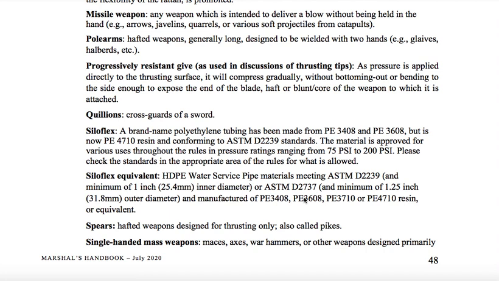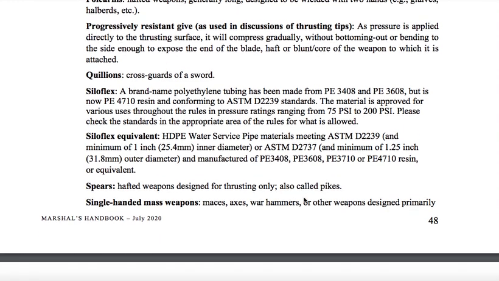Siloflex equivalent. HDPE water service pipe materials meeting ASTM D2239 and a minimum of 1 inch or 25.4 millimeters inner diameter, or ASTM D2737 and a minimum of 1.25 inch or 31.8 millimeter outer diameter, and manufactured of PE 3408, PE 3608, PE 3710, or PE 4710 resin or equivalent.